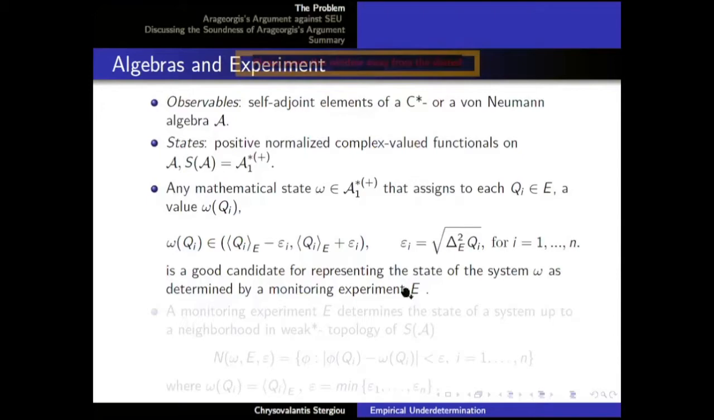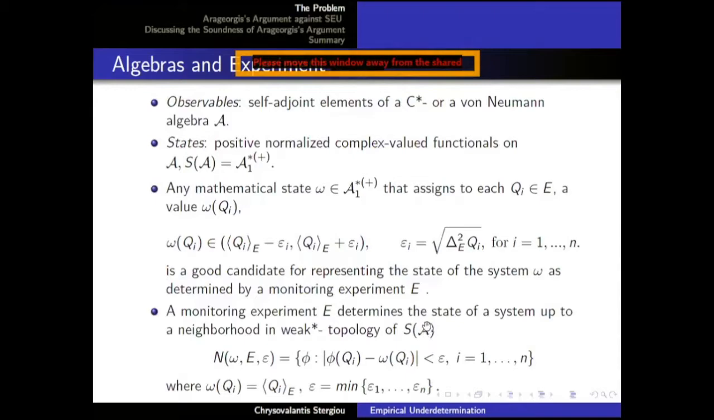So the idea here is that a monitoring experiment does not determine the state of a system, but the state of a system up to a neighborhood in the weak-star topology of the state space. So every other state phi, which is found in the neighborhood of omega, is also a good candidate for representing the experimental outcomes.